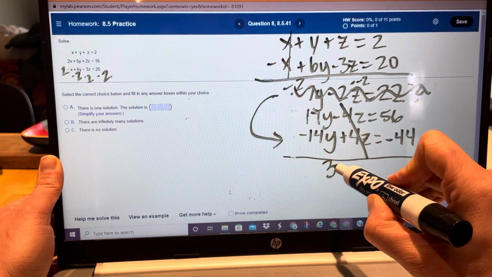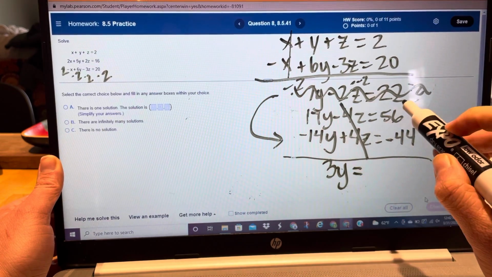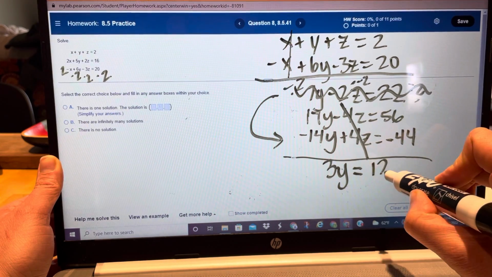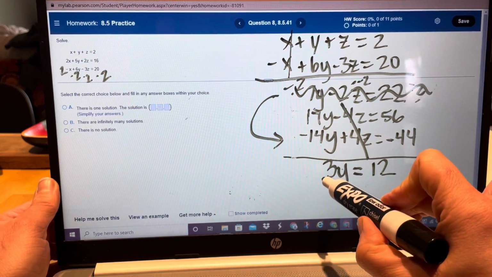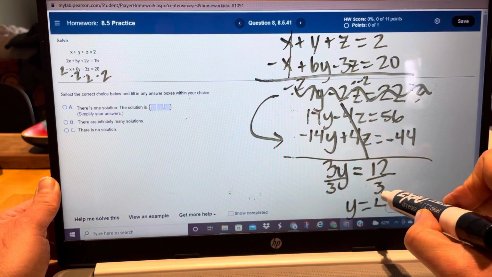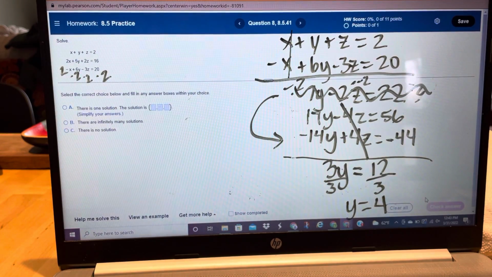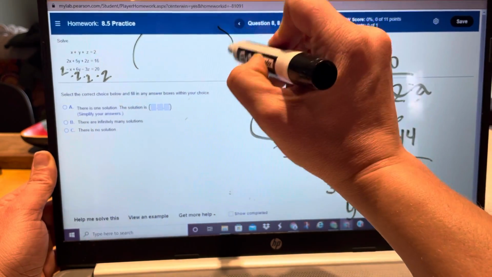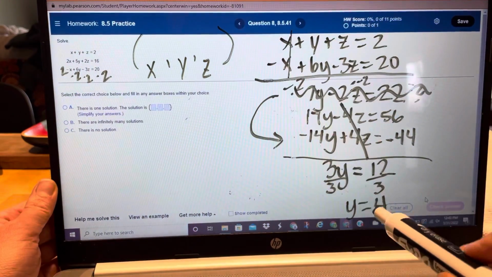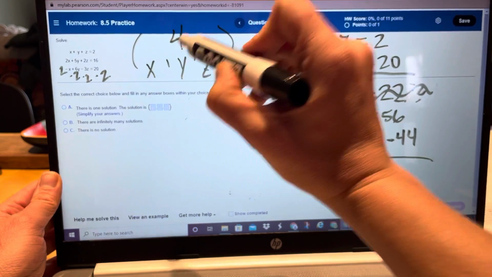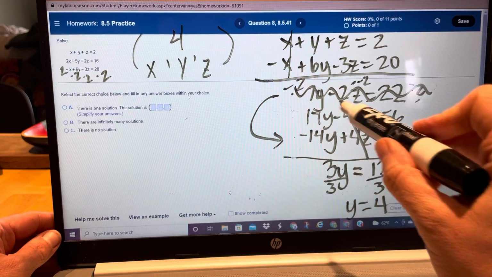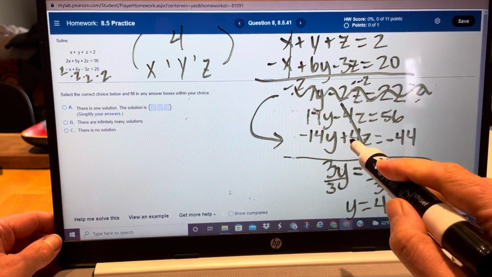So we have 3y equals 56 minus 44. What is that, 12? Yep. Then we divide by 3 on both sides. Y equals 4. So that's a lot of work, and all we've figured out so far, x comma y comma z, we're looking for the ordered triple solution, is that the y is 4.